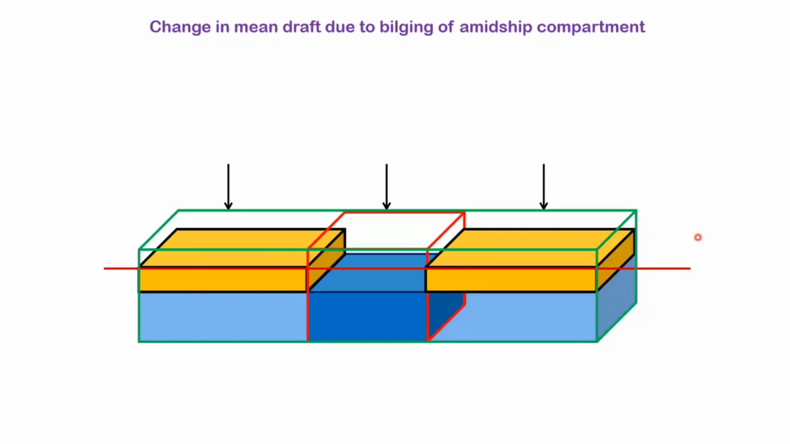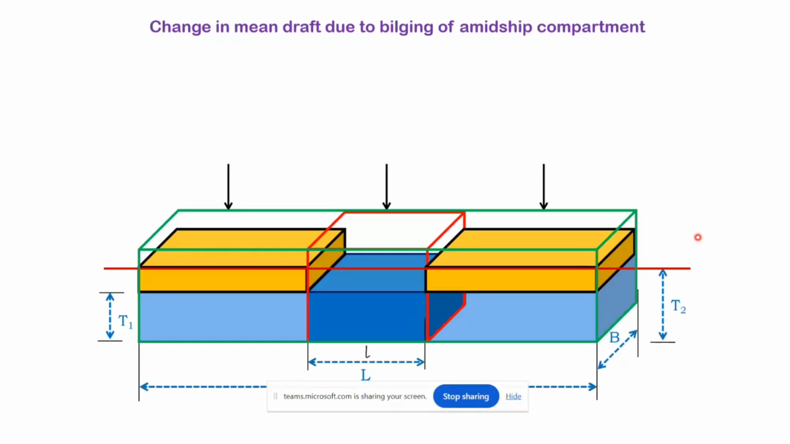The ship will continue to sink until it floats on a new draft where the additional volume of water displaced is the same as the volume of lost buoyancy. These are the dimensions. Let's say capital L is the length of the barge, capital B the breadth of the barge, T1 the initial draft, and T2 the new draft, and small l is the length of that amidship compartment. As I just mentioned, there is an increase in the mean draft. You may notice dT. dT is the change in mean draft. That's what we are interested in.